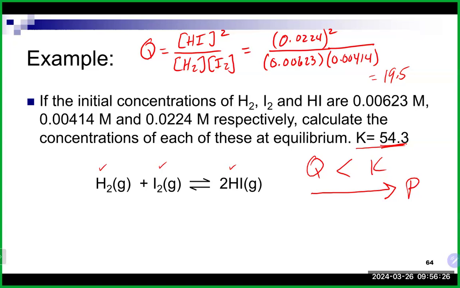Now, clearly, if we got the opposite here and it needed to go the other way, we would have to adjust our change part. And obviously, the reactants would be the positives in that case, and the products would be the negatives if it happened to come out the other way.